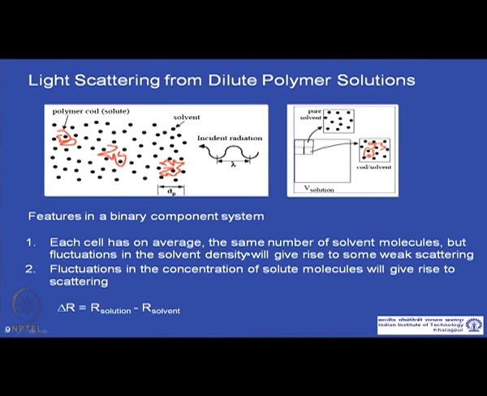Each cell has on average the same number of solvent molecules, but weak scattering happens because of the minute fluctuation in the solvent density. And because of the solute molecules themselves, the concentration of solute molecules fluctuates, either because of the translational Brownian motion of the solute molecules, or, if it is a large polymer molecule, because of conformational changes. So, because of the effective concentration fluctuation, the light scattering happens from the polymer or the solute molecules.